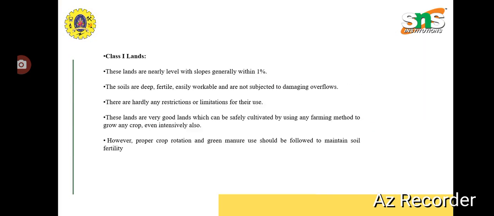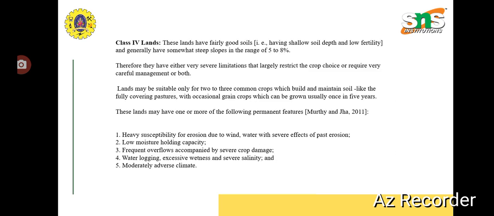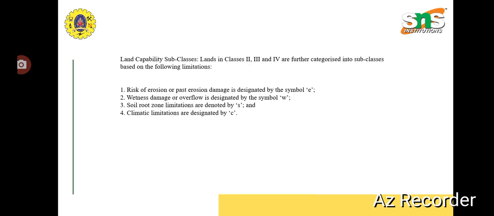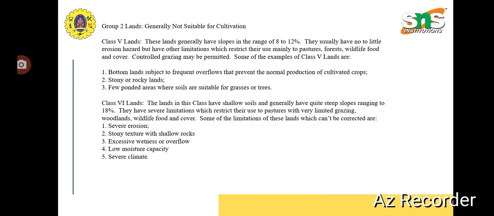In this class, we are going to see about class 5 to 6, that is group 2 lands. Class 5 soil has very severe limitations that restrict its capability to produce perennial forage crops, and improvement practices are feasible.